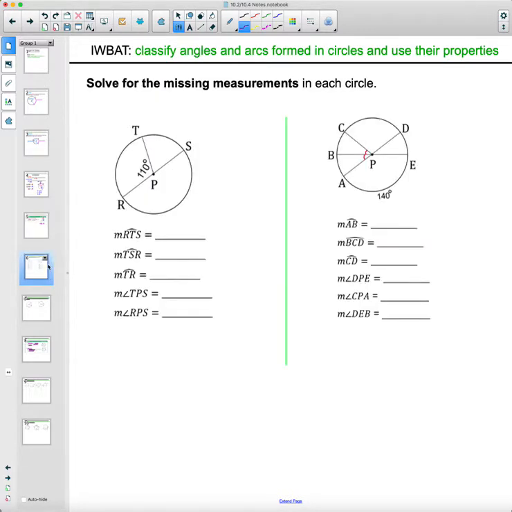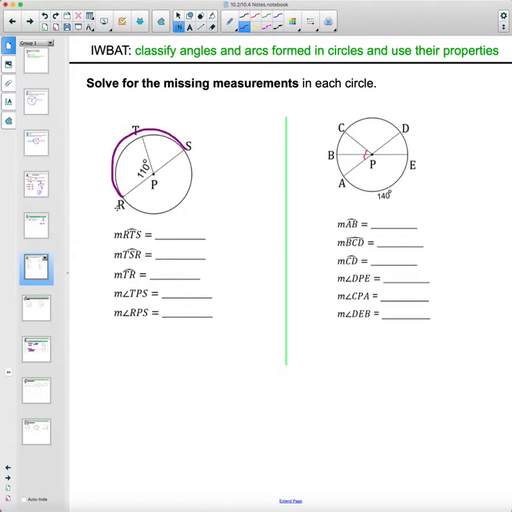All right, so let's take a look at some examples. Feel free to pause the video and try these first and then come back and listen. So the measure of RTS. RTS, this is an arc, okay? It's got that little arc above it instead of an angle, which would go into the circle. So arc RTS, that's here, R through T over to S.